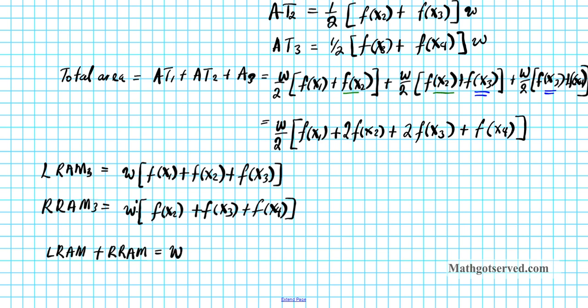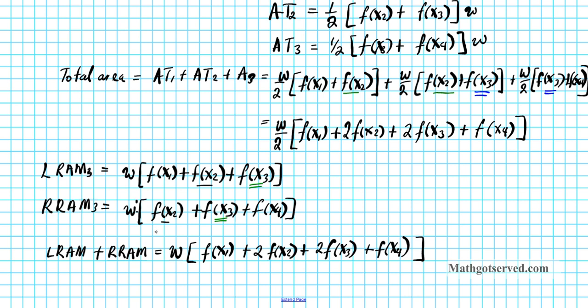Since we have W common in the rectangular approximations, we can factor it out. So we take out the W times f of x1 is by itself, so we just have f of x1 plus, you notice f of x2 shows up here and here, so if I combine those two, I'll have times 2 f of x2 plus f of x3 shows up twice, here and here. If I add them up, I'll have plus 2 f of x3, and then f of x4 is just by itself, f of x4. All right?